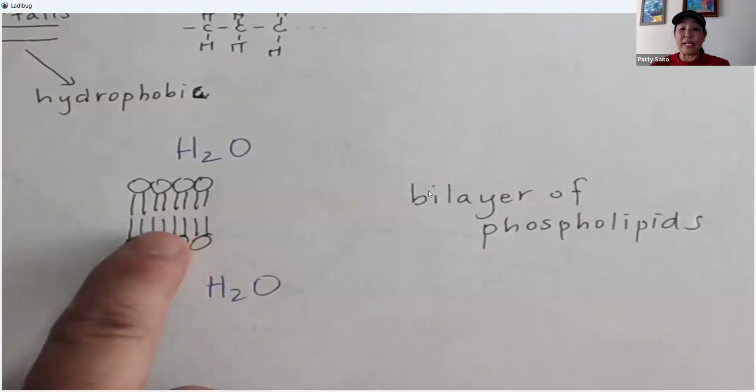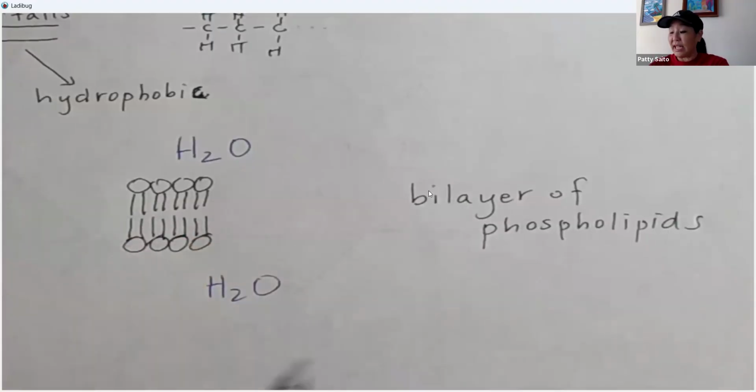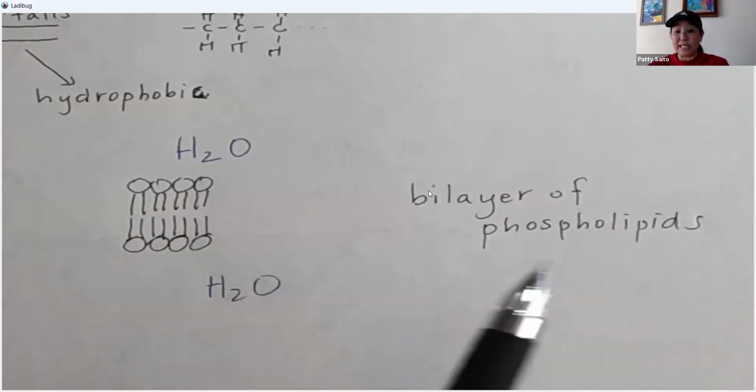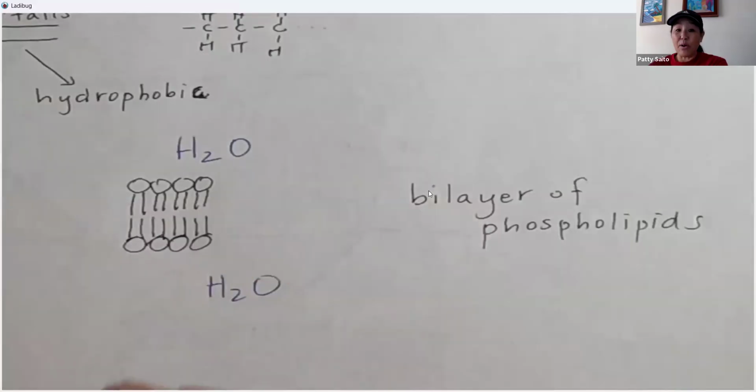But picture this in 3D, right? I'm just drawing it in 2D here, two dimensions. But imagine it coming out into space and forming a sphere. It's actually going to form a ball. Everywhere around it, on the outside, are all the heads of the phospholipids, and on the inside are all the heads of the phospholipids, because there's water on the inside. And all the tails are tucked away between those heads.